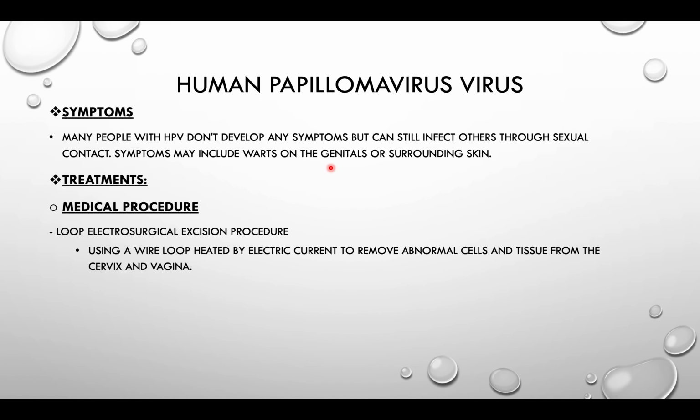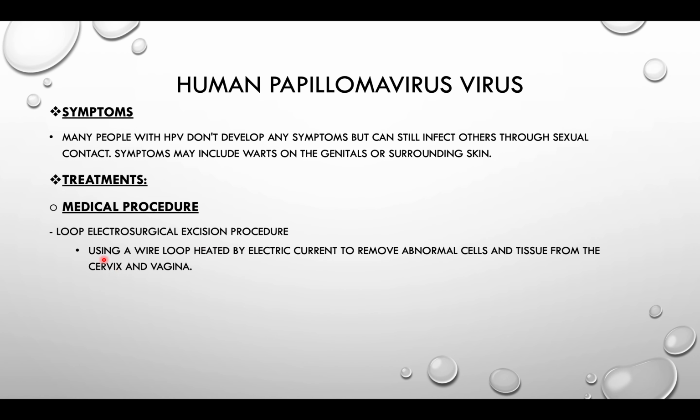Let's go ahead towards the treatments. Let's discuss the treatments. There are three kinds of treatments, so we're going to go one by one. First I'm going to discuss medical procedures. One medical procedure is the loop electrosurgical procedure.